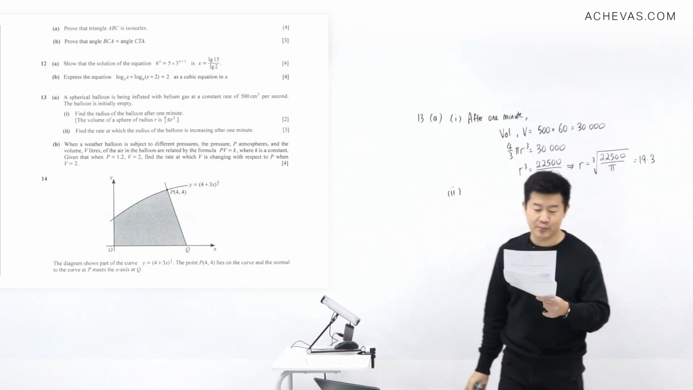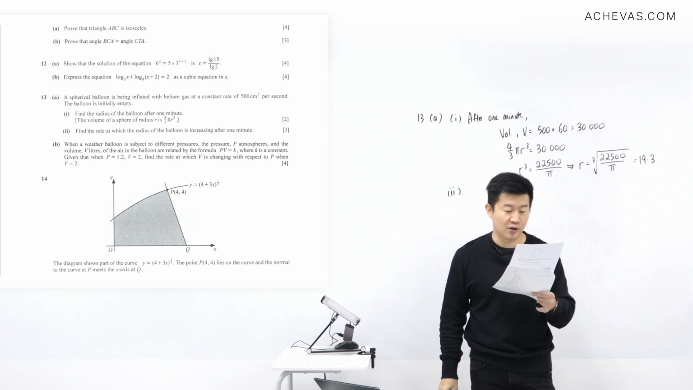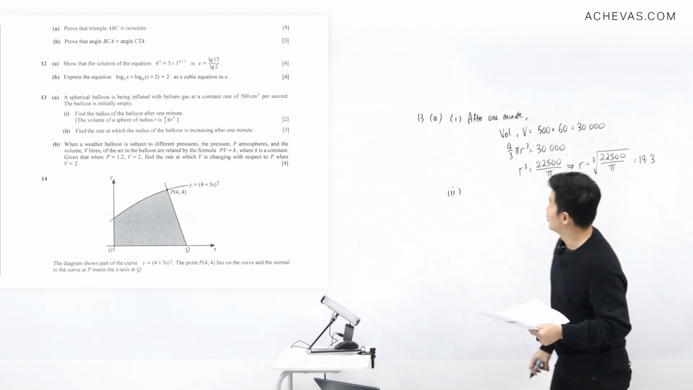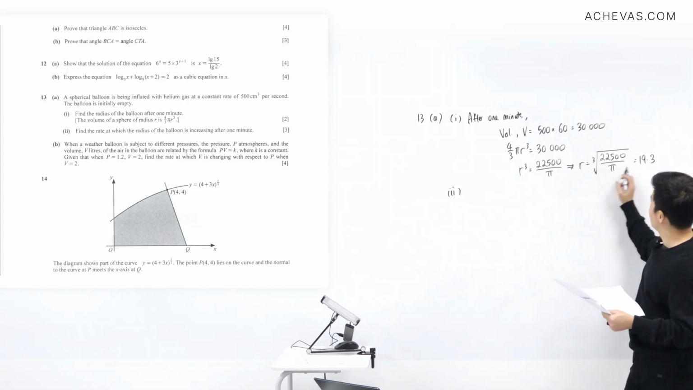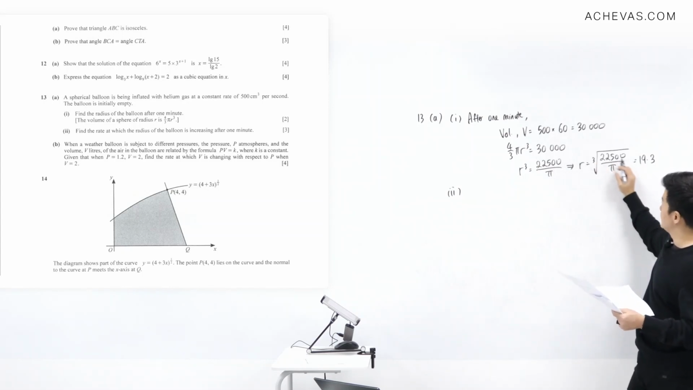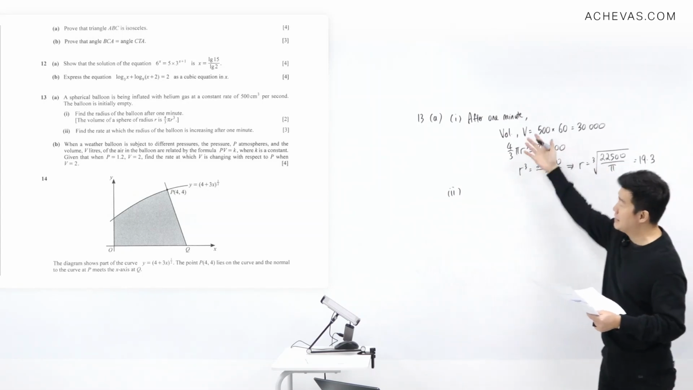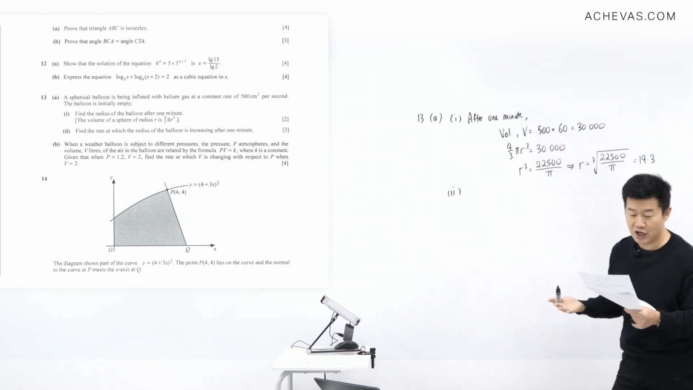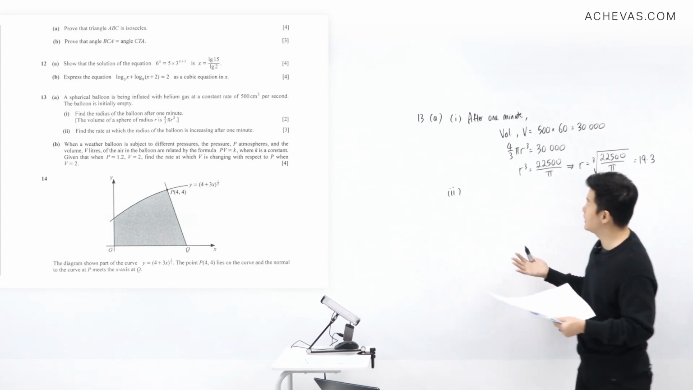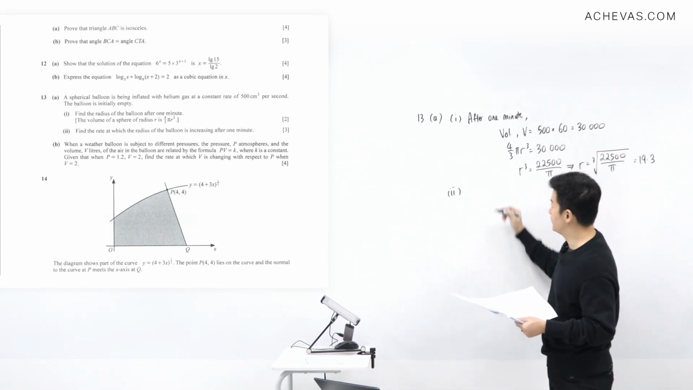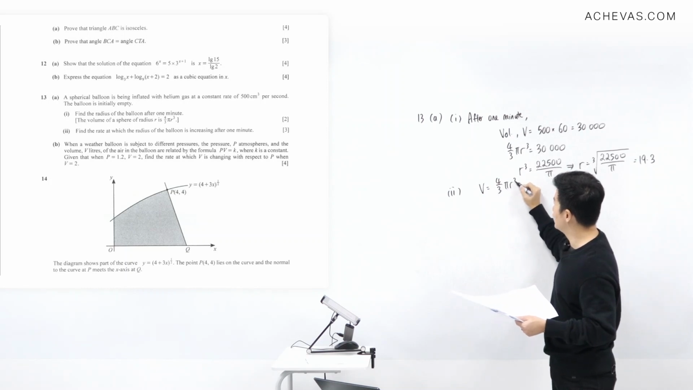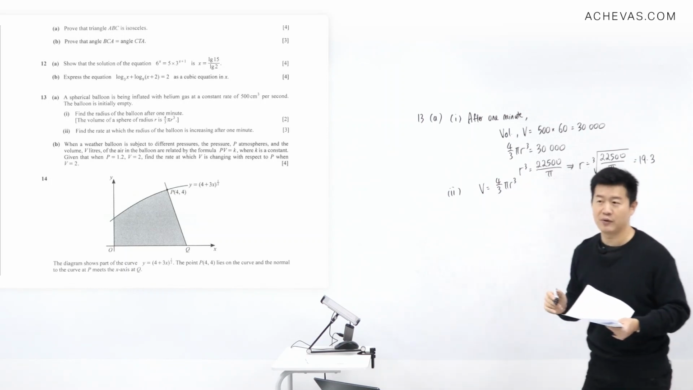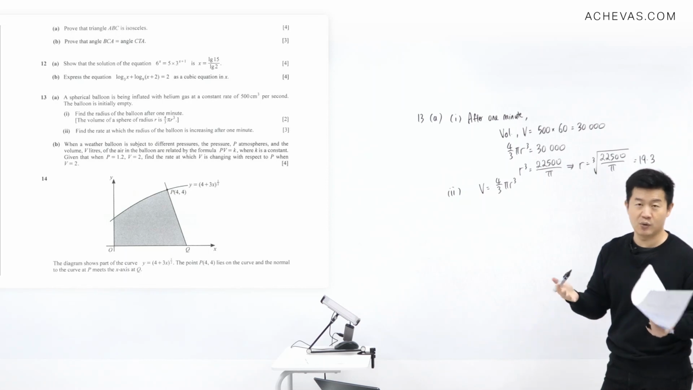And in part 2, let me write it down here. In part 2, we are supposed to find the rate of the radius of the balloon after 1 minute. So we already know what the radius is. After 1 minute, the radius is equal to this, or 19.3. 1 minute later, if I were to try to find the rate of change of the radius of the balloon, I'm going to start by looking at the volume. Volume, which is equal to 4 over 3 pi r cube.